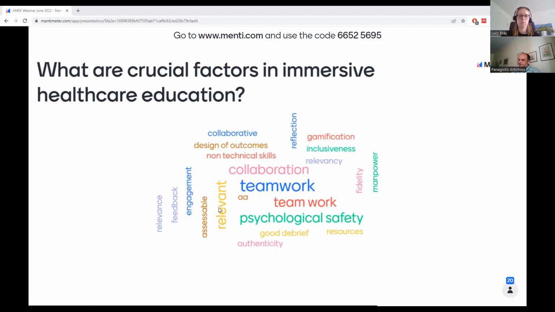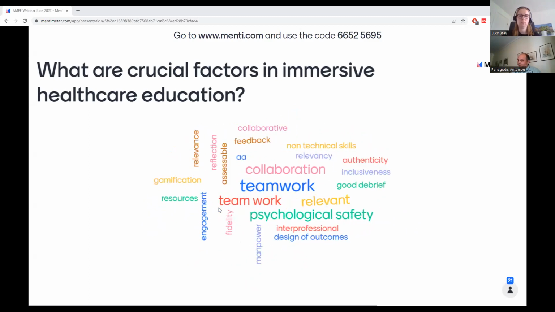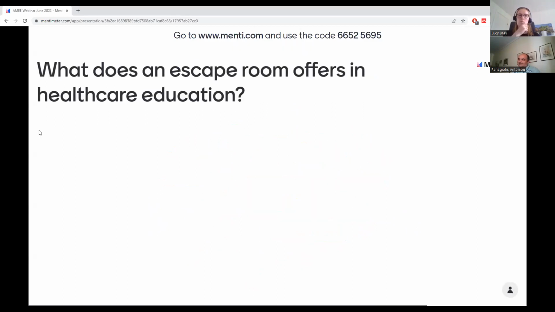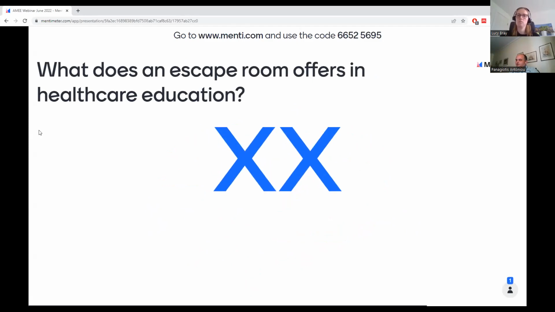And continue to the next question. Collaboration, teamwork. This is excellent. Now, what does an escape room offer in healthcare education? You might take into consideration the previous question.